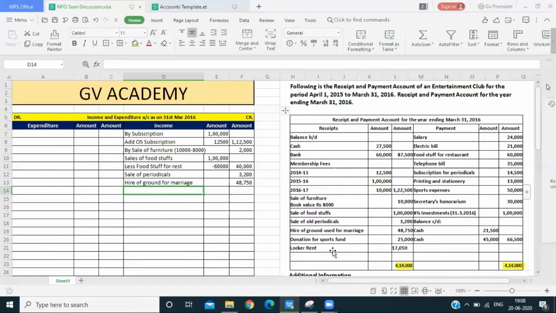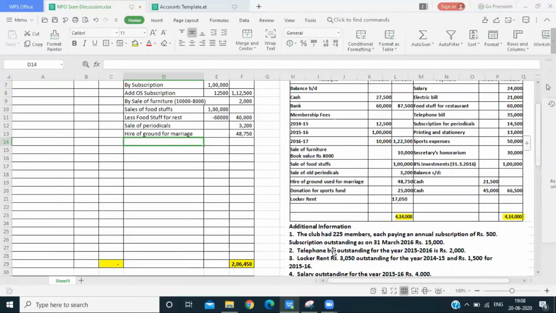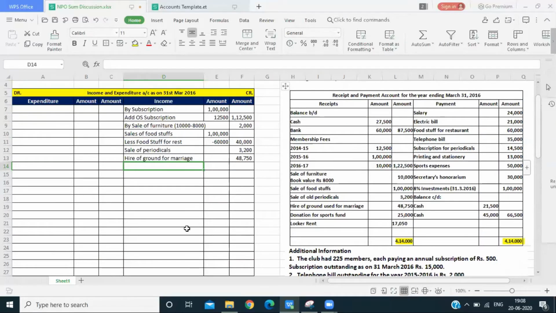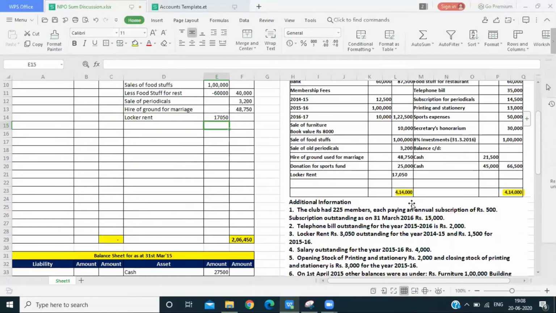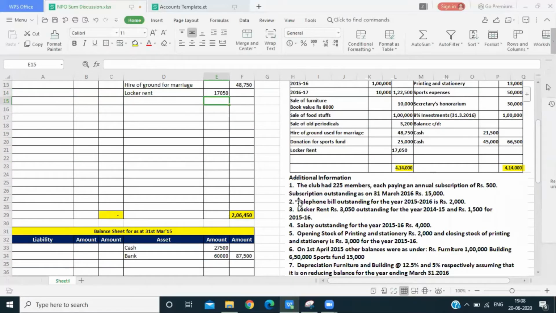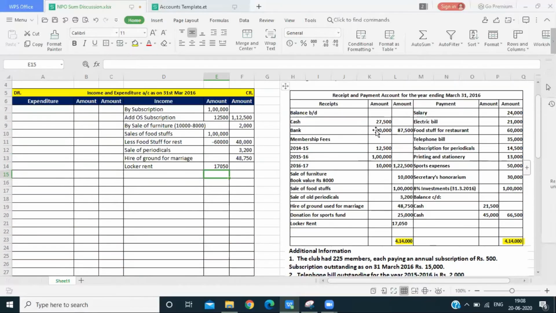And the next point is the locker rent. Locker rent, we do have an adjustment for the locker rent. So the locker rent is 17,050 rupees, and the adjustment is we have the opening outstanding as well as the closing outstanding. So the meaning of the opening outstanding is that we have received the opening outstanding, which has been included in this 17,050 rupees. So as we follow the accrual basis accounting concept, we have to exclude the amount which is received for the previous year.